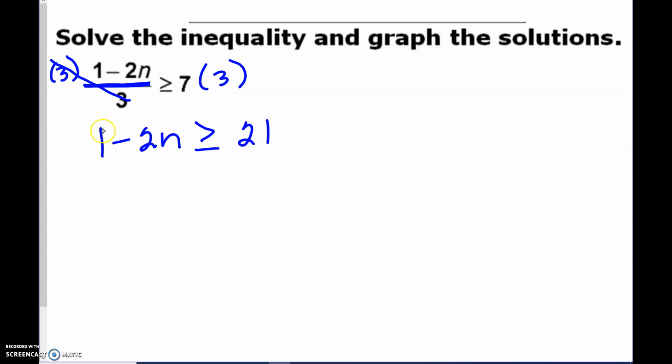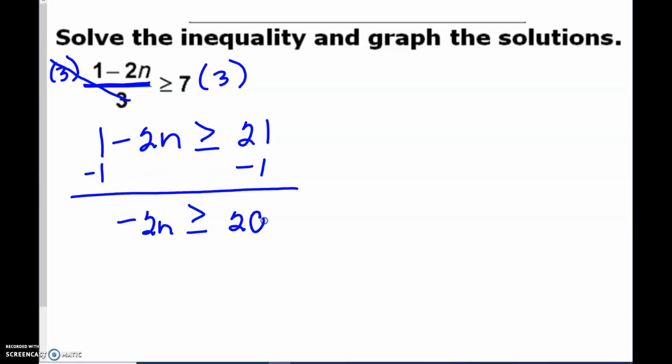All right, so this is a positive 1, so I'm going to subtract 1 from both sides. So we have negative 2n. My action was to subtract, and we don't do any flipping when we subtract, so 21 minus 1 is 20. Now this is negative 2 times n. The opposite of times is going to be divide by a negative 2. So these are going to cancel or reduce to 1. So n, 20 divided by negative 2 is a negative 10.